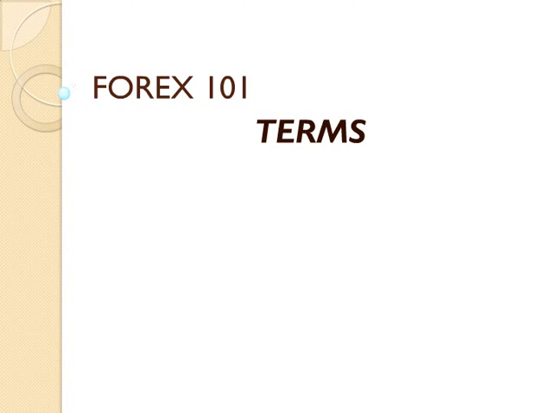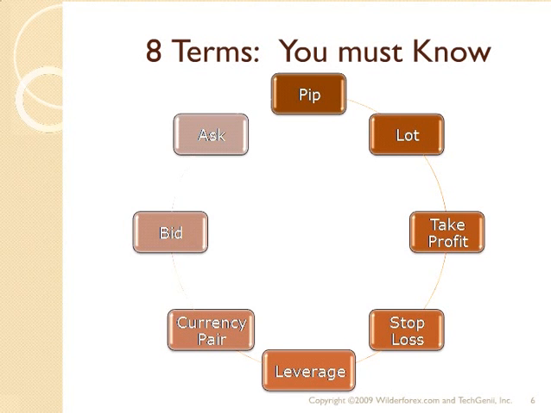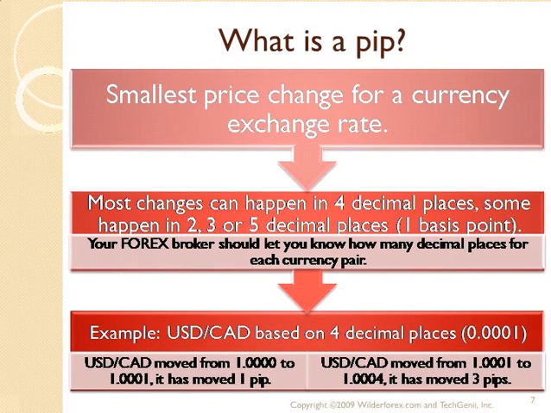Terms. There are 8 terms you must know: pip, lot, take profit, stop loss, leverage, currency pair, bid and ask. What is a pip? A pip is the smallest price change for a currency exchange rate.